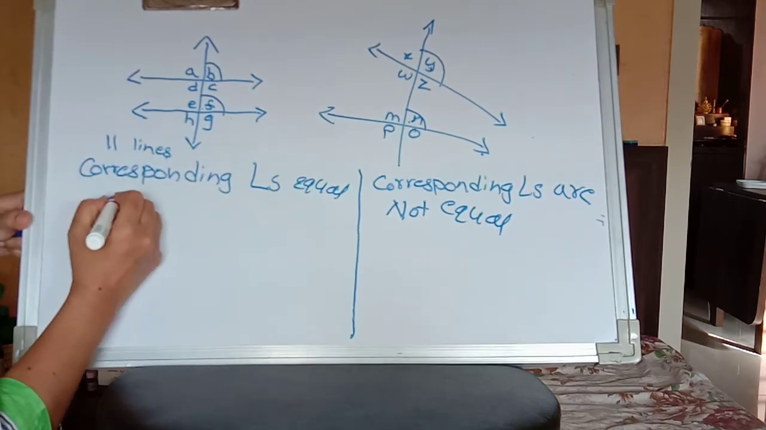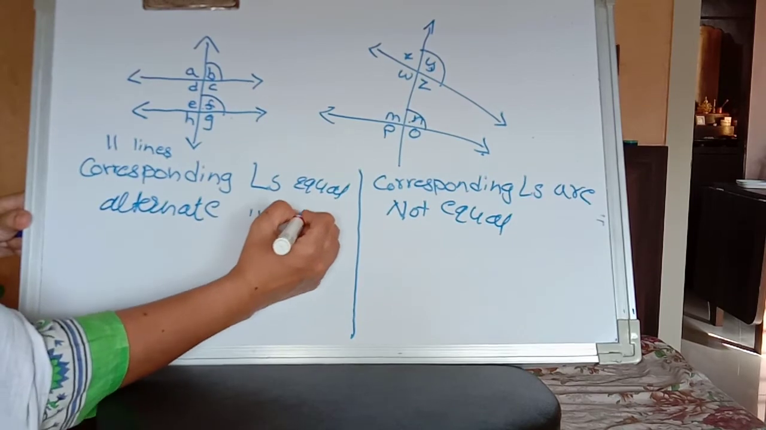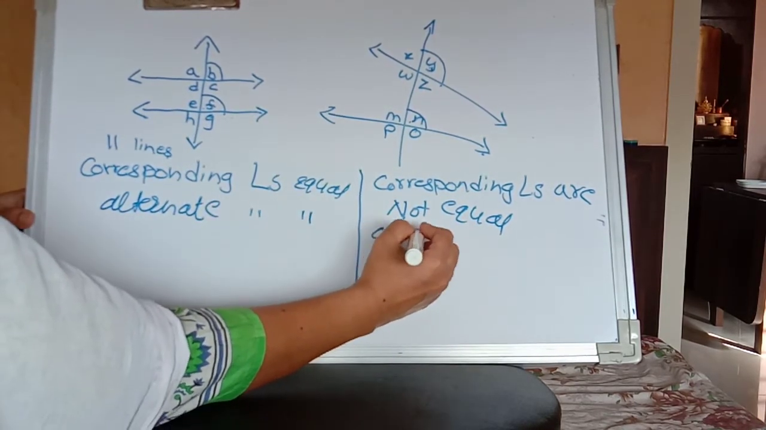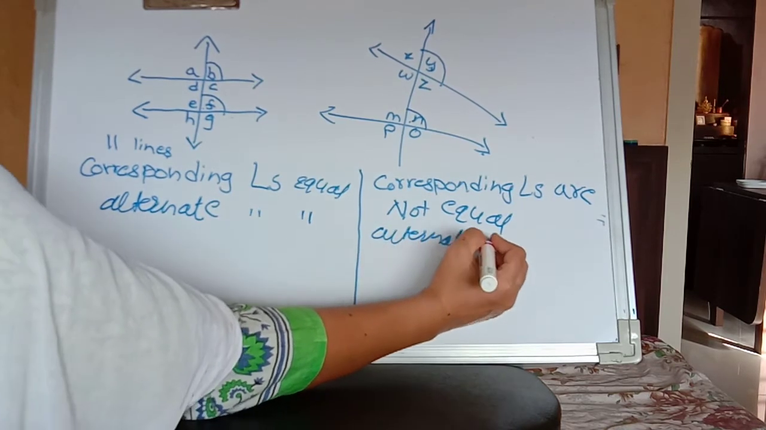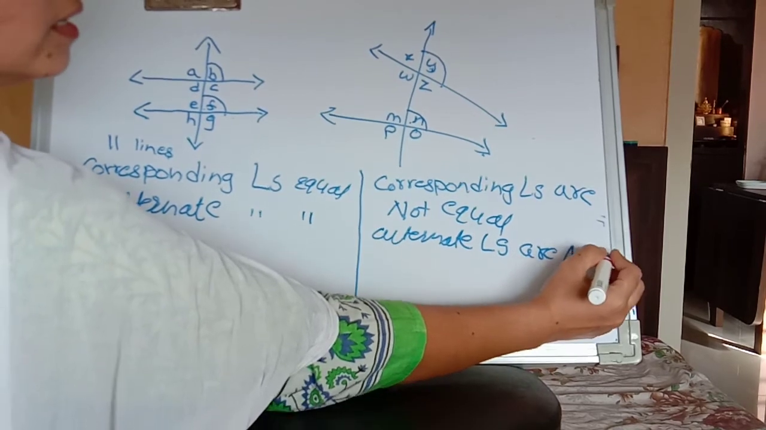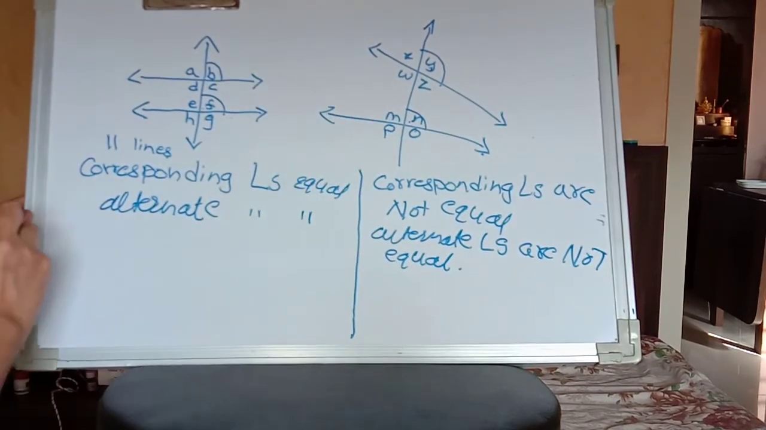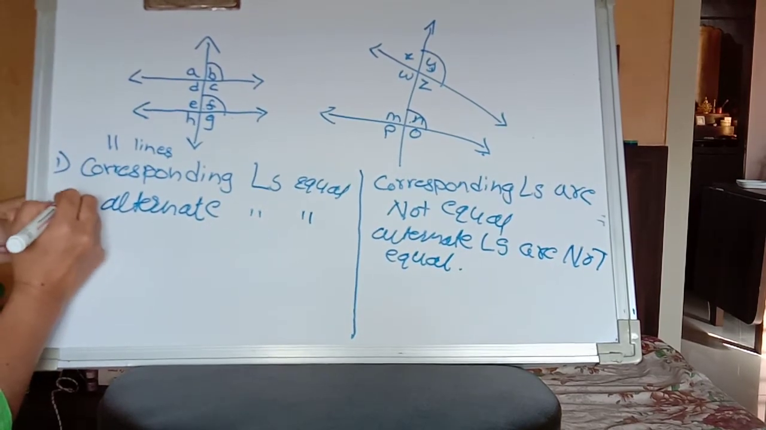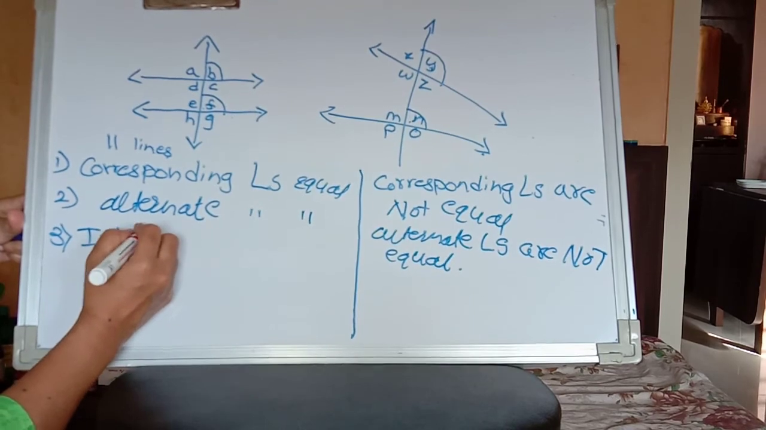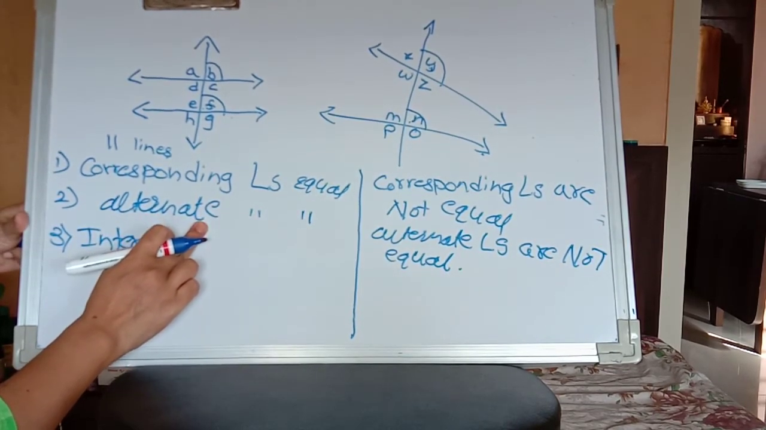Similarly, alternate angles are equal if lines are parallel. Alternate angles are not equal if lines are not parallel. So this is the first property, the second property, and the third is about interior angles. Alternate means both exterior as well as interior.